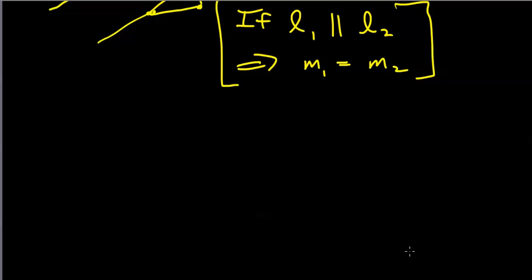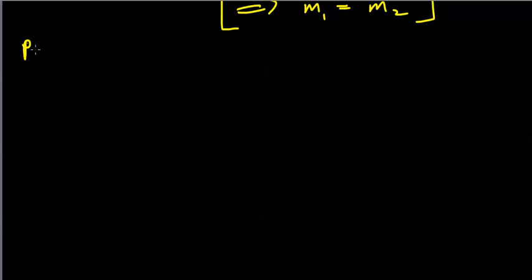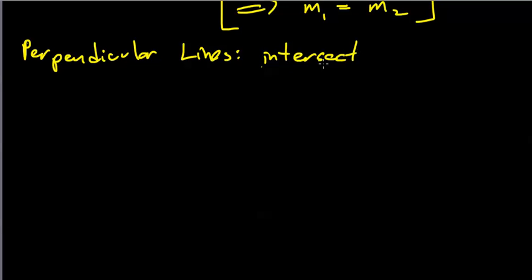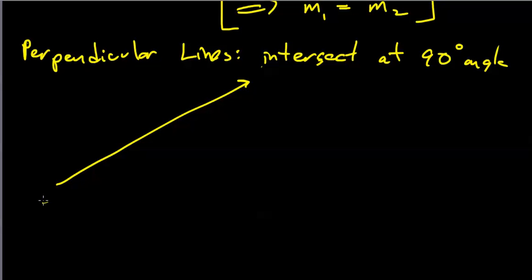Okay. What about perpendicular lines? Well, the definition of perpendicular lines is that they intersect at a 90-degree angle. So if line 1 is somewhere here looking like this, a line perpendicular to this would look something like this. Again, I would indicate a 90-degree angle between those lines with the little square notation that you're familiar with.